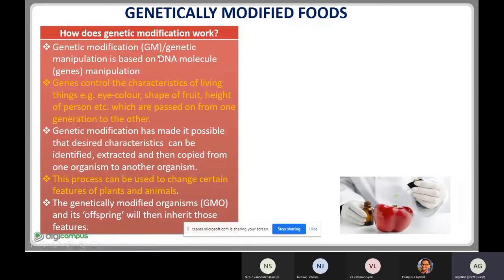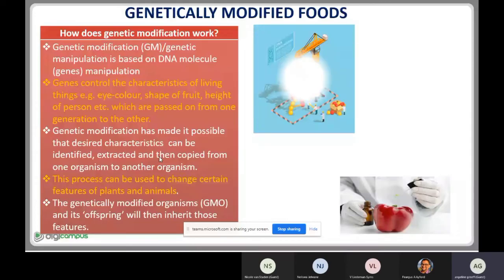So we know that with genetic modification, it is when the genes are changed, right? So we want to give the food a longer shelf life. We want to give it a different color. We want to bring in more nutrients, etc. And it's possible to do that. So you need to know that with genetic modification, it can change the characteristics, because it can extract or identify and then put different genes into different organisms to get a different result. So your understanding of GMOs there is important.